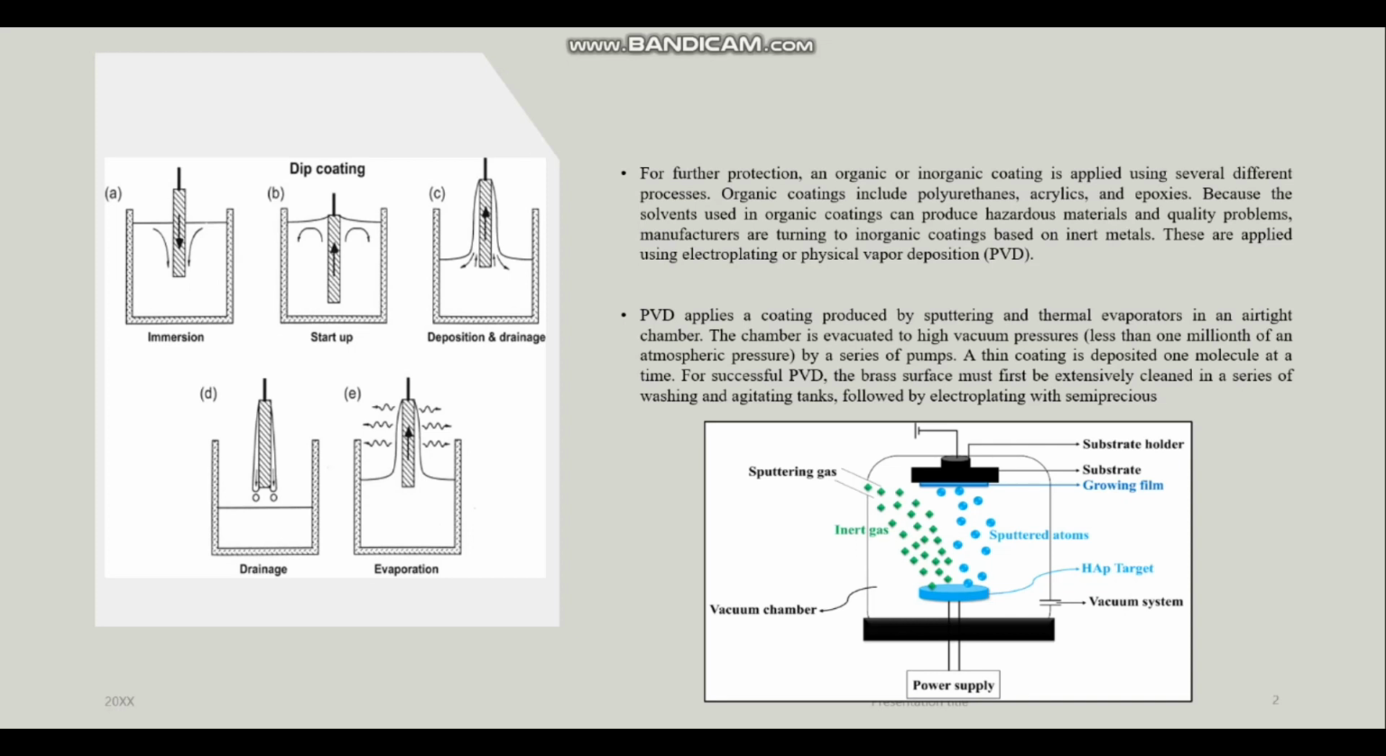PVD applies a coating produced by sputtering and thermal evaporators in an airtight chamber. The chamber is evacuated to high vacuum pressure. A thin coating is deposited, one molecule at a time. For successful PVD, the brass surface must first be extensively cleaned in a series of washing and agitating tanks, followed by electroplating with semi-species.